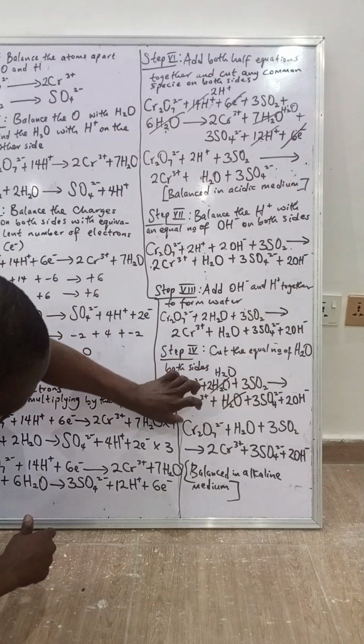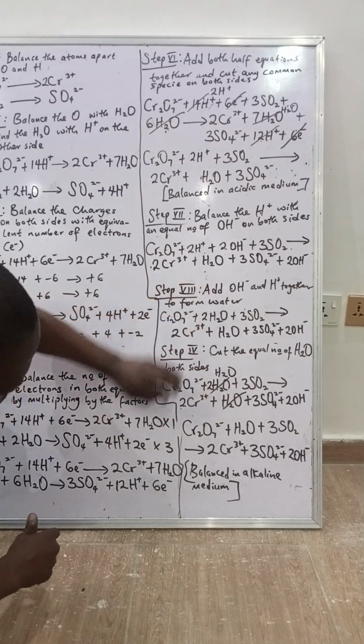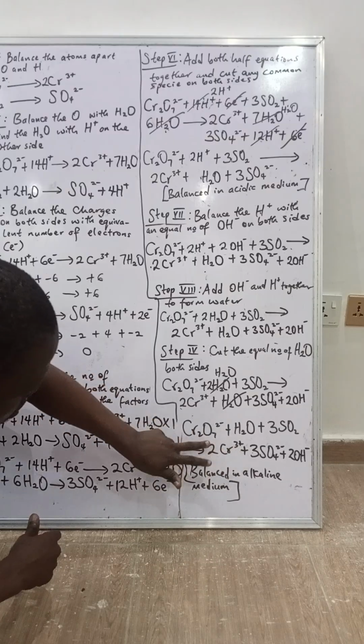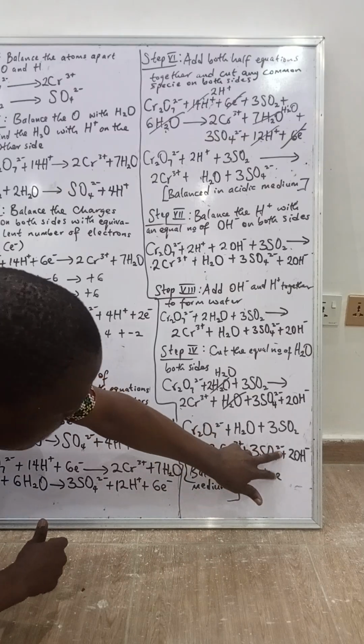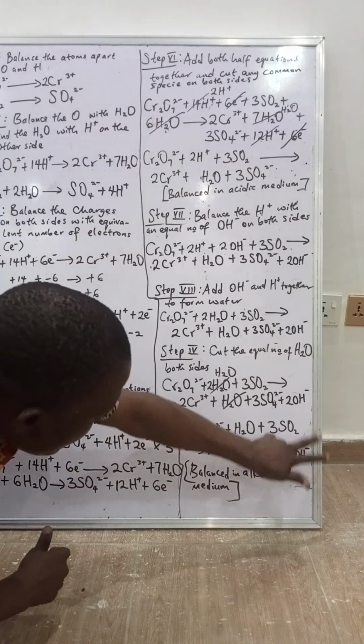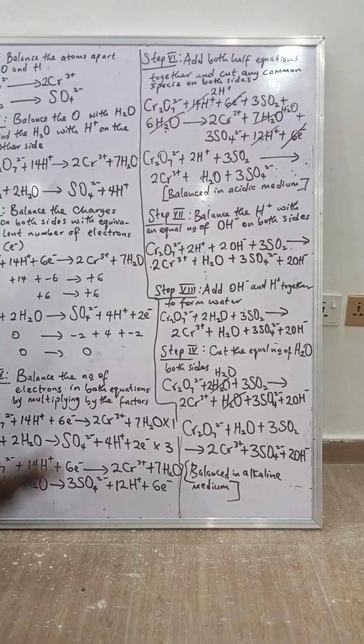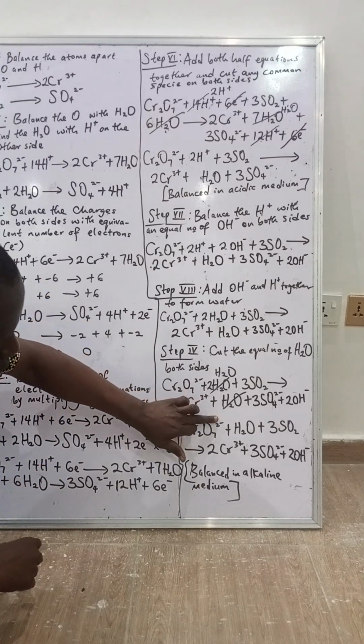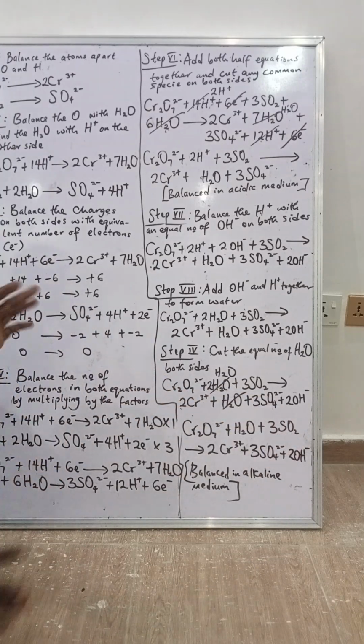Let's check the charges. Minus 2 times 1, minus 2. Let's check the other one. Plus 3 times 2, plus 6, minus 2 times 3, minus 6, plus 6 minus 6 is 0. Then minus 2, so 0 minus 2 is minus 2. So the charge on this side is minus 2. The charge on the other side is also minus 2. So with that, you are balanced in alkaline medium.